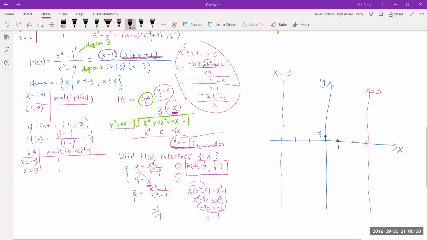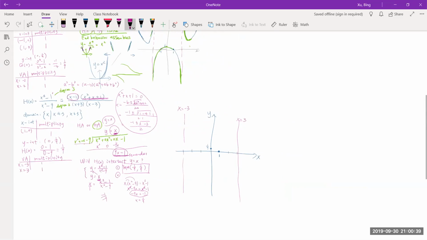All right, what else? We have an oblique asymptote. Oh, this graph is a little bit, let me make it smaller. So we have an oblique asymptote, which is y equals x. It's a line, right? How do you graph it? First, y-intercept, 0, and the slope is 1/1. It's like a 45-degree angle. Let me just use a dotted line. Okay, so it's kind of like this.